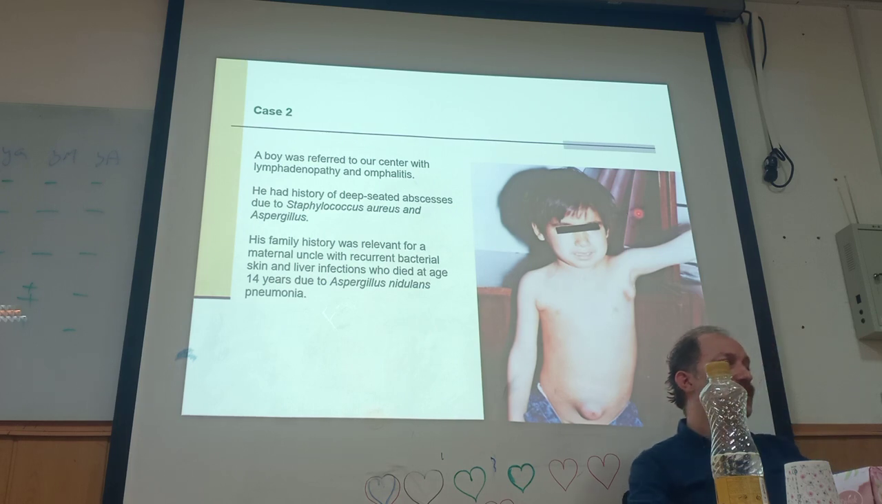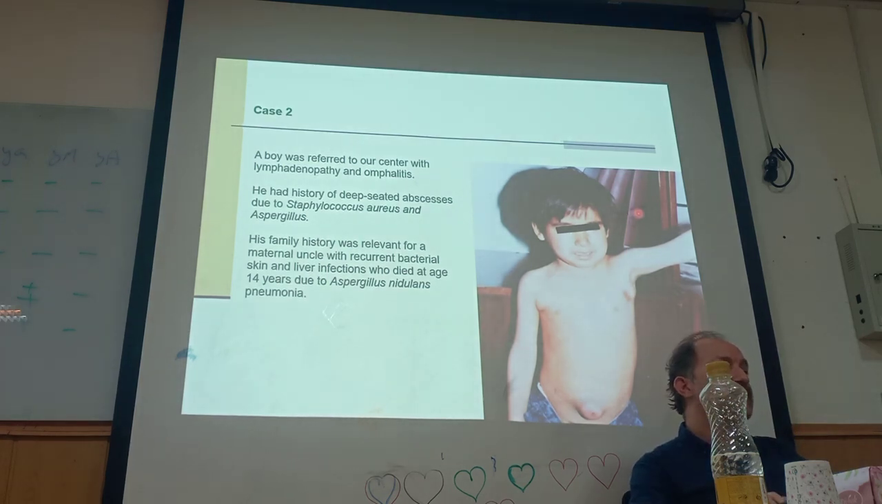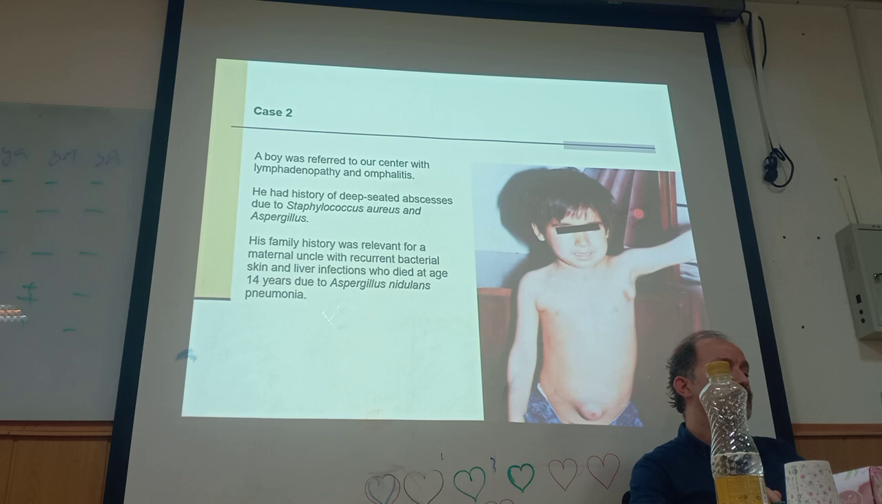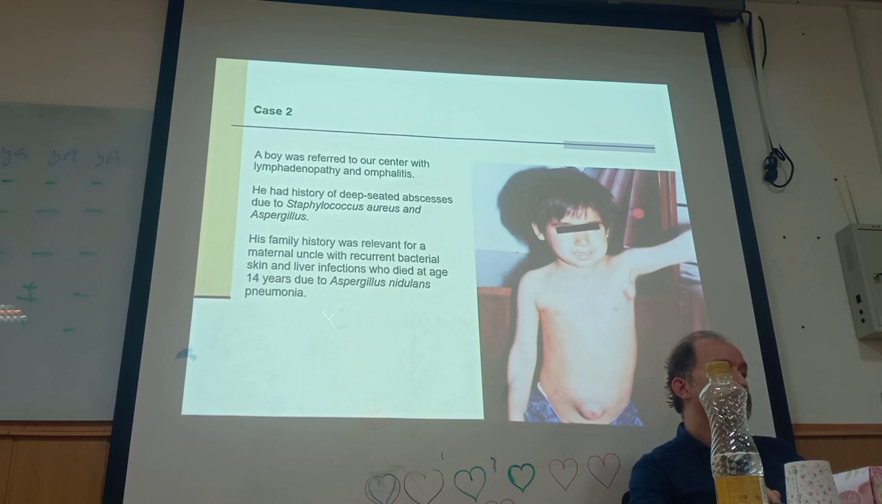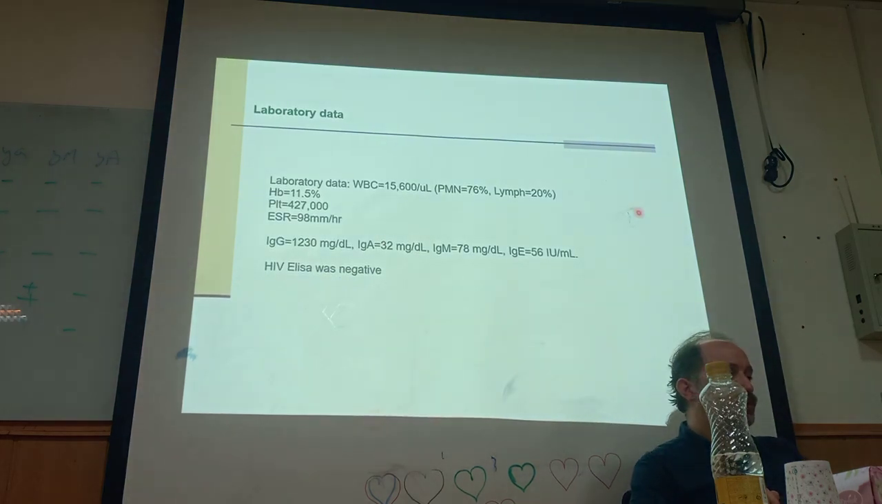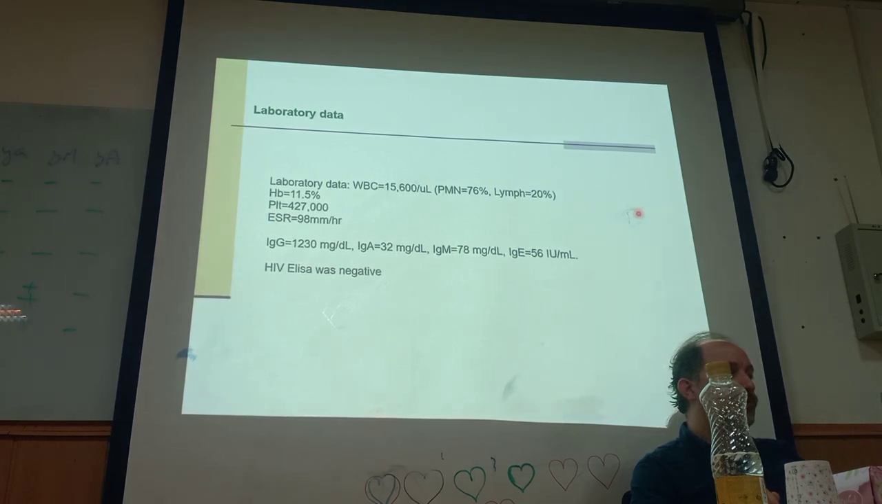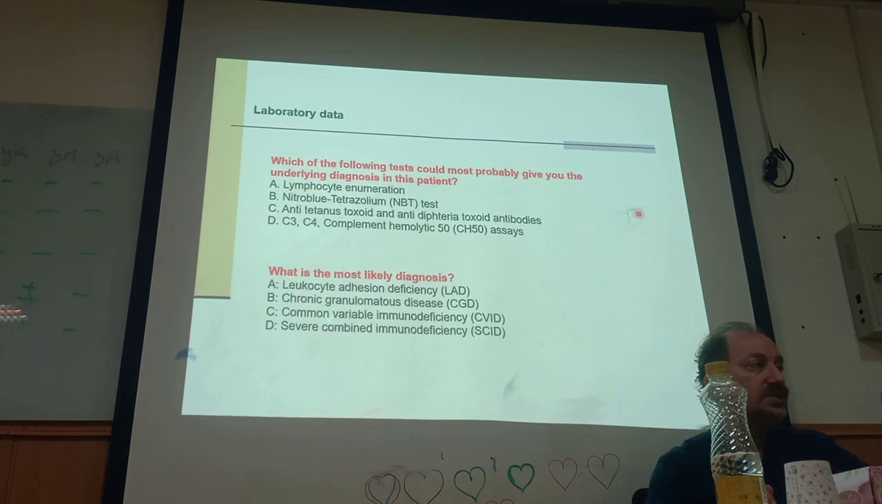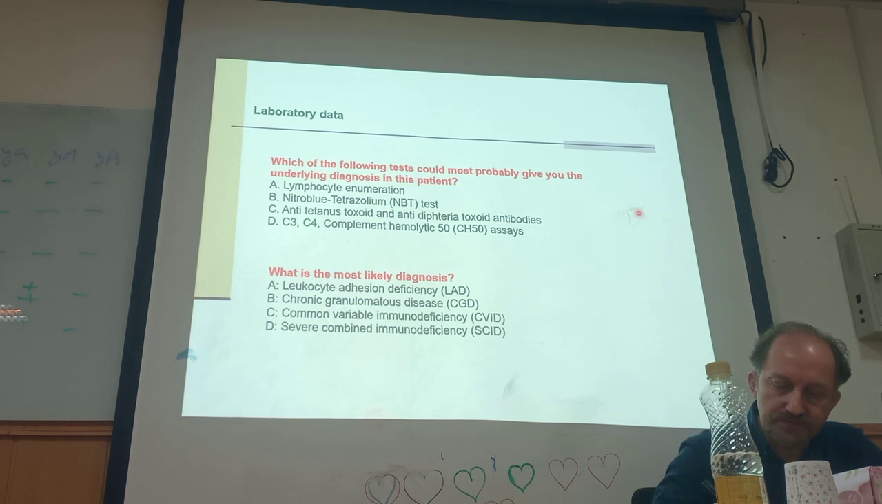The second case is a boy who was referred to our center with lymphadenopathy, omphalitis, and a history of deep-seated abscesses due to Staphylococcus and aspergillosis. His family history showed that the maternal uncle died because of Aspergillus pneumonia at the age of 14. We checked the laboratory tests and found that the patient has a normal immunoglobulin level and HIV was also negative. To make the diagnosis, which laboratory test should be performed?